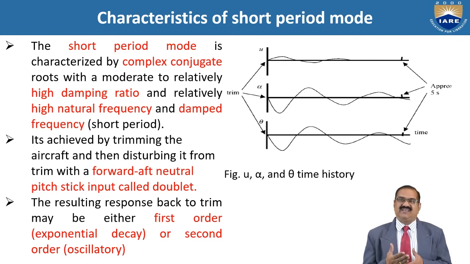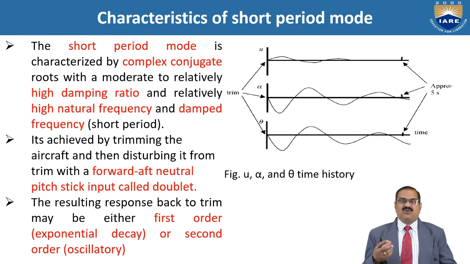One is the short period, another is a long period. The long period mode is also called the phugoid mode. So first I am going to discuss the characteristics of the short period mode. In this we can see that the short period mode is characterized by complex conjugate roots with a moderate to relatively high damping ratio.